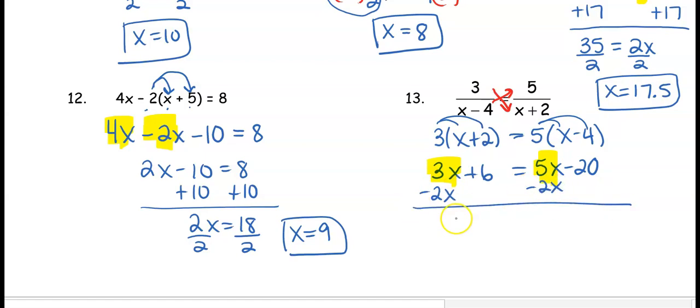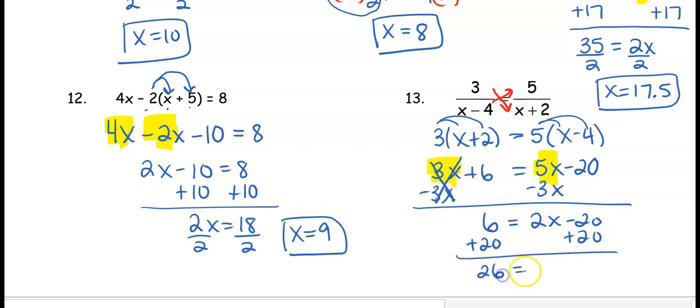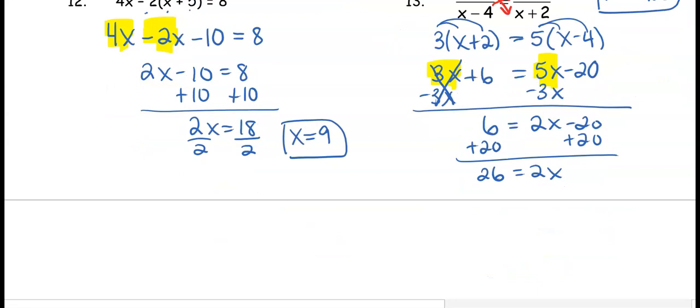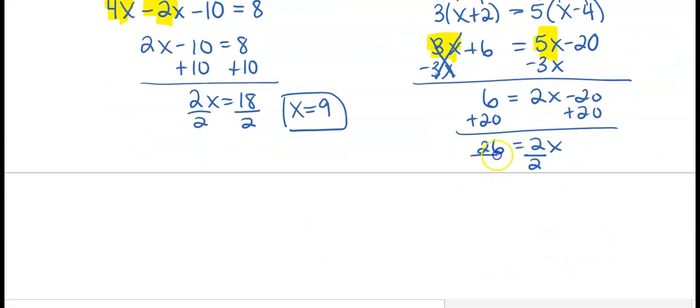Oops, not 2x. I'm moving a 3x over. I will make mistakes all the time. If I make a mistake and I don't catch it like that, make sure that you let me know. So 3 minus 3, that's gone. 6 equals 2x minus 20. Now we want to get that x by itself, so we're going to move the 20 over. 26 equals 2x. We want to divide by 2 for that opposite operation. And we get x is equal to 13.